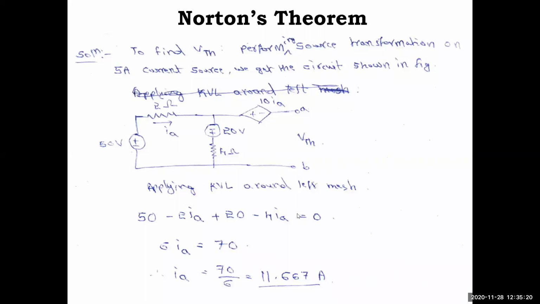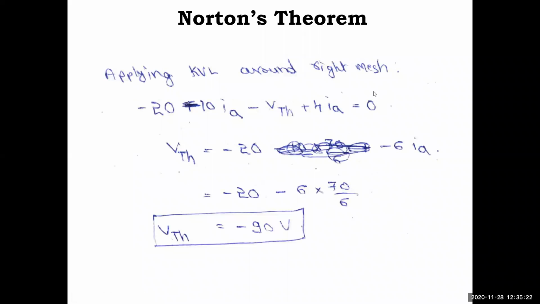Applying KVL around the right mesh. Since I don't have the figure here, that's why I explained it there with only minus 20. Anywhere you can start. I started from this source, that's why it came first. Minus 20 minus 10 IA minus VTH plus 4 IA is equal to 0. Reverse I have taken, minus to plus.